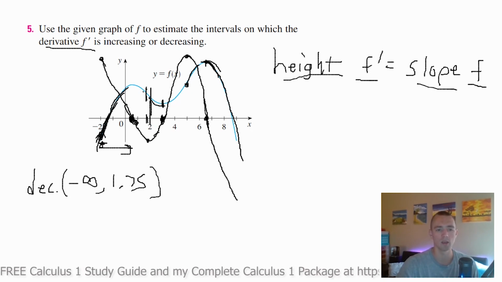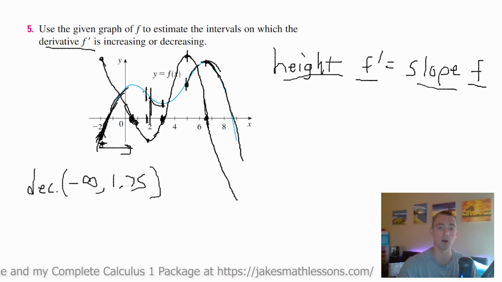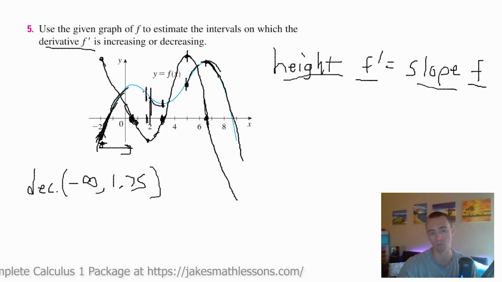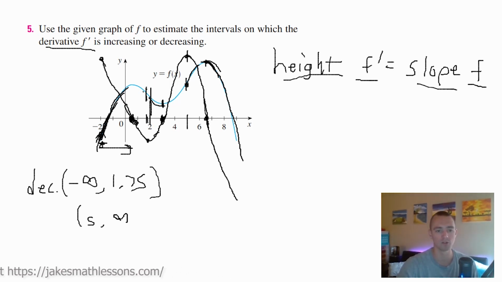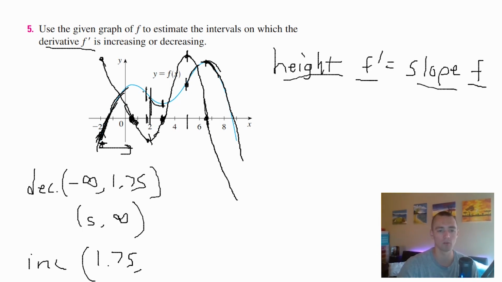And then again, it's decreasing from this point here where f had the steepest possible positive slope until the point where, well, it just keeps on going to infinity. So it looks like that is about at x equals 5 to infinity. And then we have this increasing slope in between those 2 points. So it's increasing from 1.75 to 5. So these are the intervals where f prime is increasing and decreasing based on what the slope of f is doing throughout those different intervals.